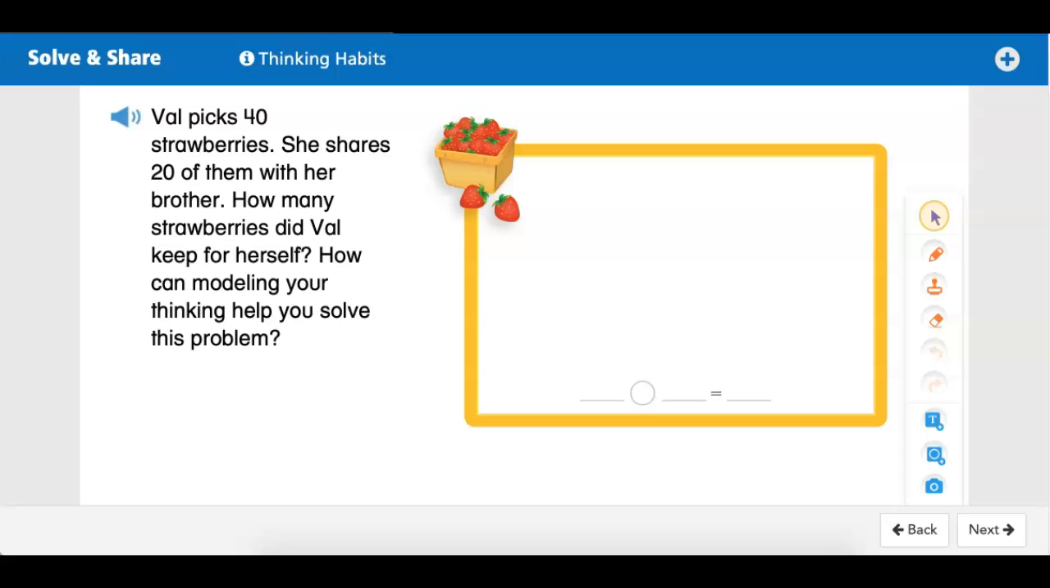It says Val picks 40 strawberries. She shares 20 of them with her brother. How many strawberries did Val keep for herself? How can modeling your thinking help you solve the problem? Can I use a drawing, diagram, graph, or table to model this problem? How can I make my model better if it doesn't work? Let's see what we can do.